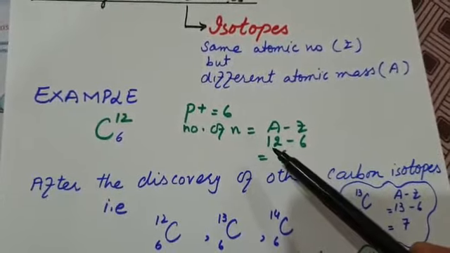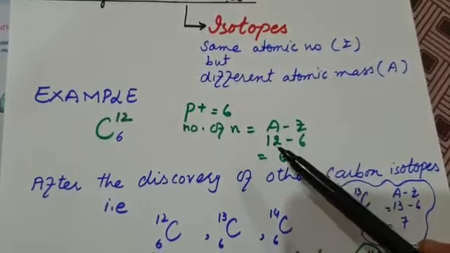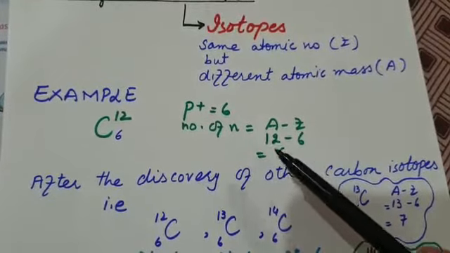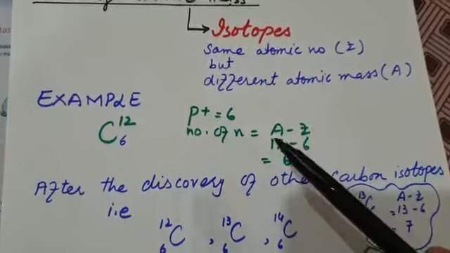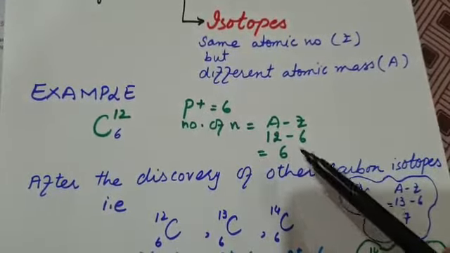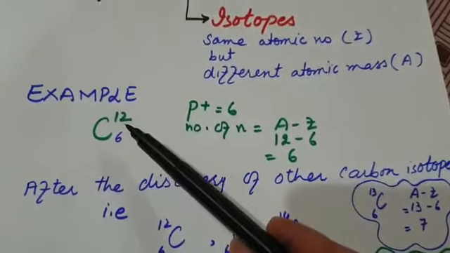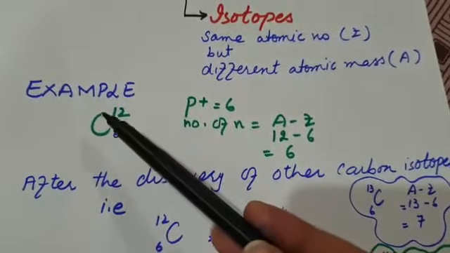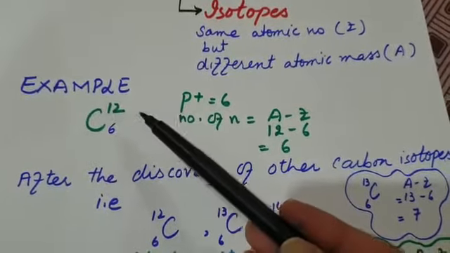So when you subtract 6 from 12, you will get the number of neutrons. In this situation we have 6 neutrons. Mass number is actually the number of protons and neutrons. When you add 6 with 6, you will get 12. So the answer is very clear for you that the atomic mass of carbon is 12.